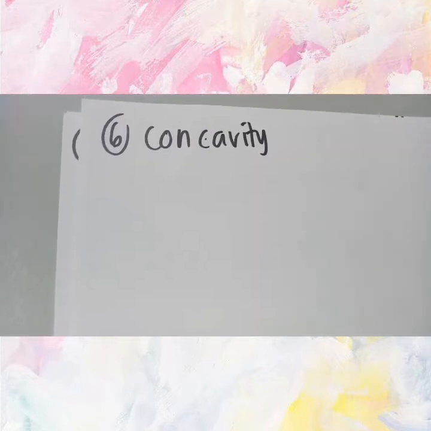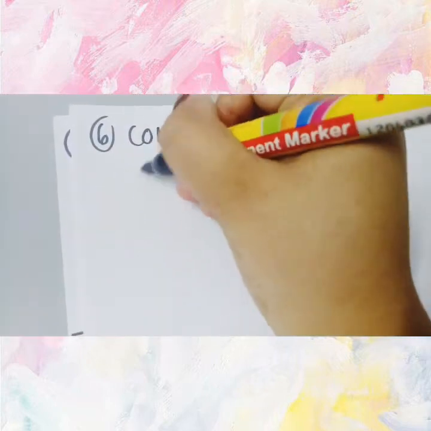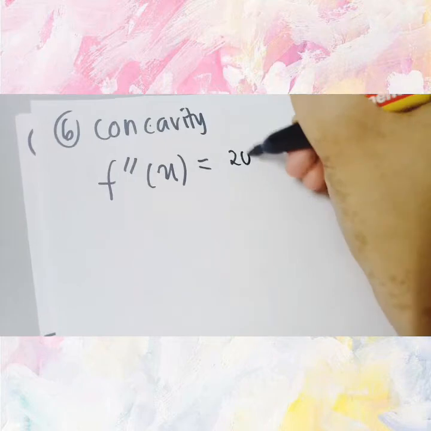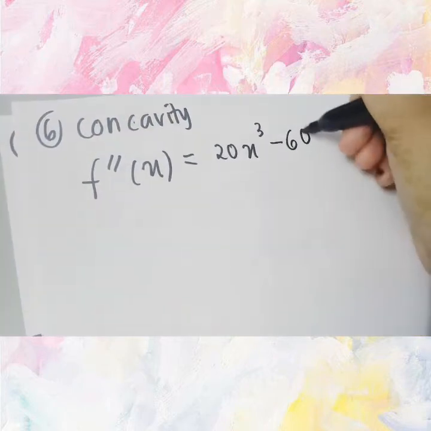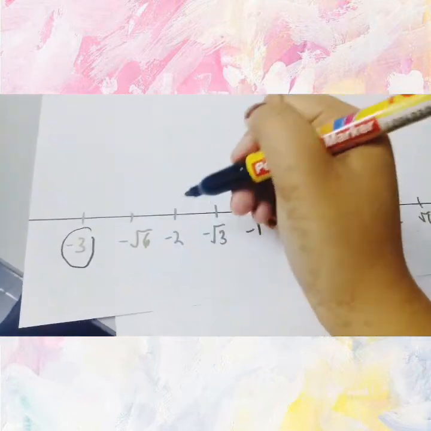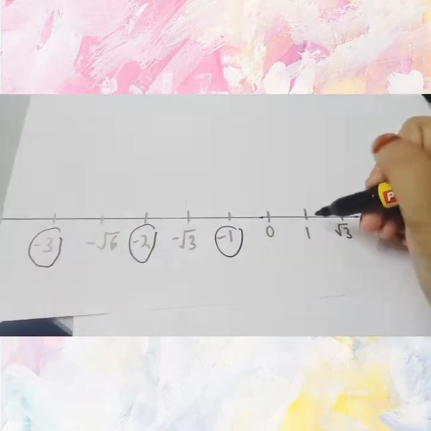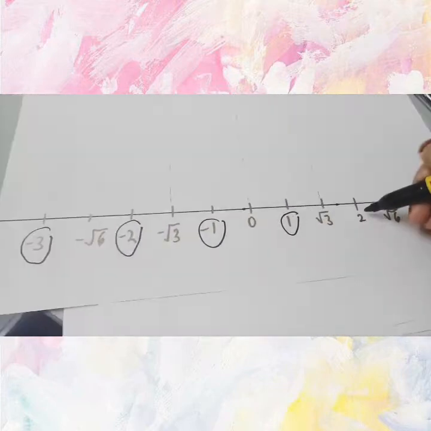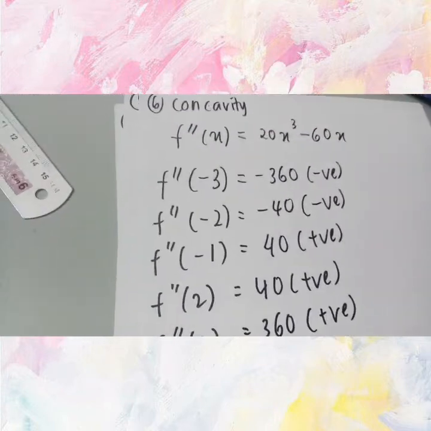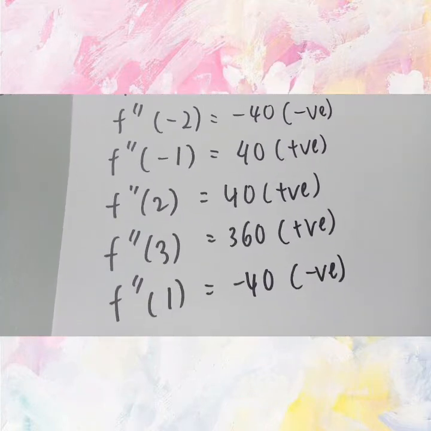So the last step is concavity. How can we find the concavity? We use f''(x) equals 20x cubed minus 60x. Then we have to find f''(-3), f''(-2), and f''(-1). Also f''(1), f''(2), and f''(3). Okay, so when we substitute the values into f''(x), we get these values.